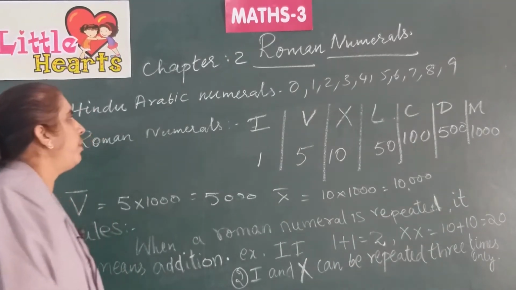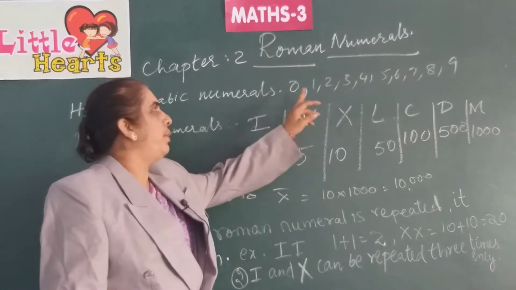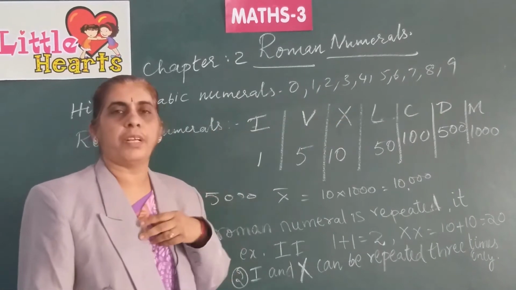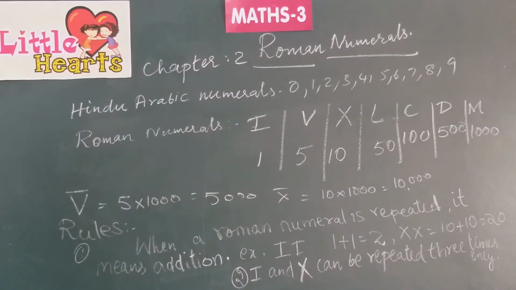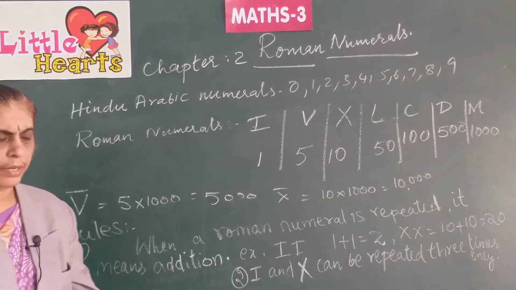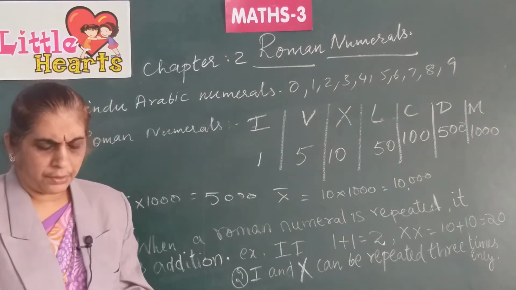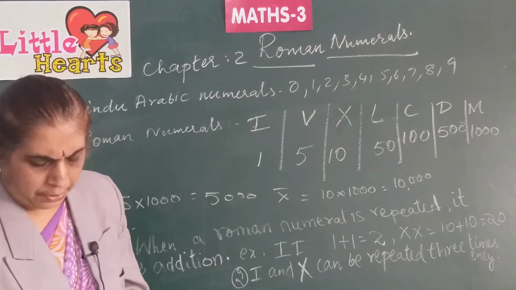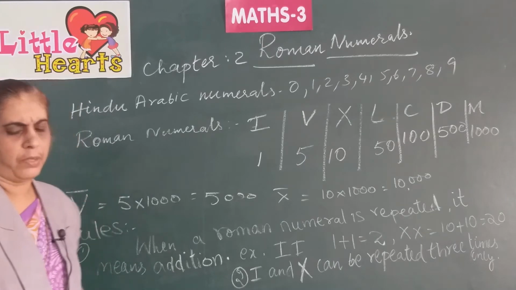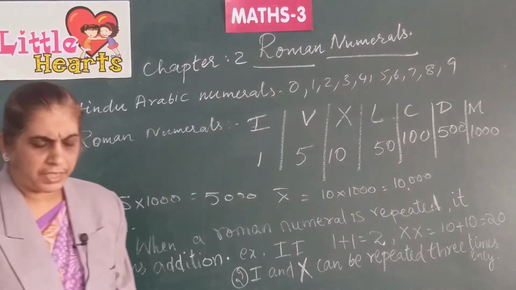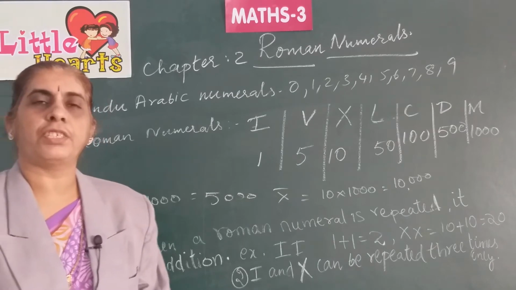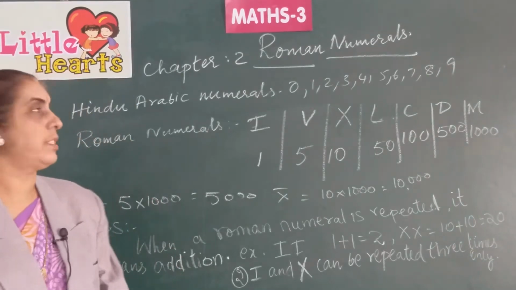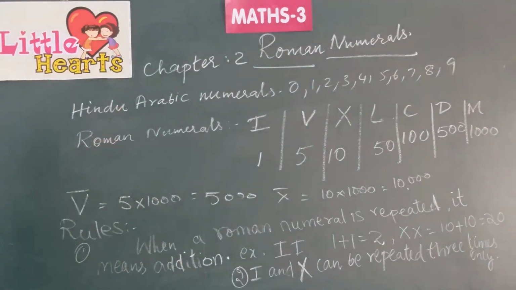Children, you all know that we use the digits 0 to 9 to form the numbers in the Indian system, and they are also known as Hindu-Arabic numerals. 0 to 9 are known as Hindu-Arabic numerals because they were developed by ancient Indians, and Arabs spread these digits to other countries. That's why these numbers are known as Hindu-Arabic numerals.